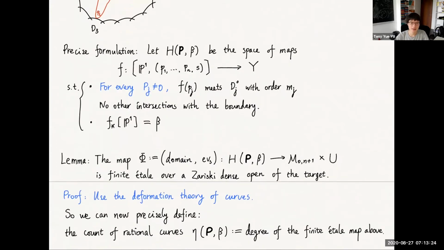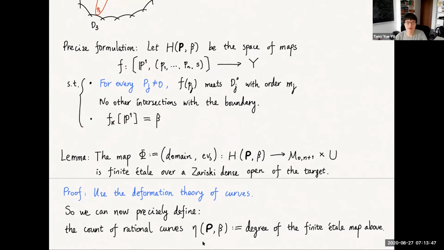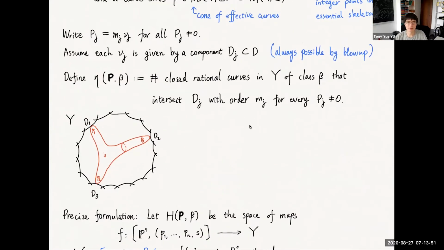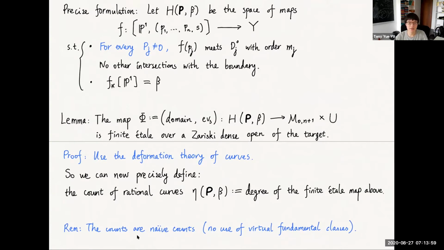And now we can precisely define the count of rational curves that we are interested in. The count eta_p,beta is just the degree of the finite étale map above. So this is the definition of the count. The precise definition, and you can just keep in mind this heuristic quick definition. Let me remark that these counts are particularly simple. They are called naive counts in the sense that we make no use of virtual fundamental classes. Thanks to this deformation theory lemma, we get a particularly simple way to count these curves.